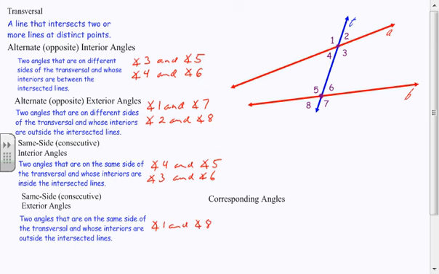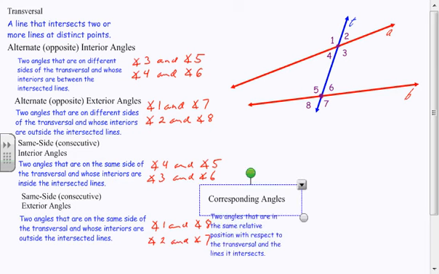And what else do we have? Angles 2 and 7. Same side of the transversal, 1 and 8, and on the exterior, 2 and 7, same side to the right and on the exterior. This last one is called corresponding angles.